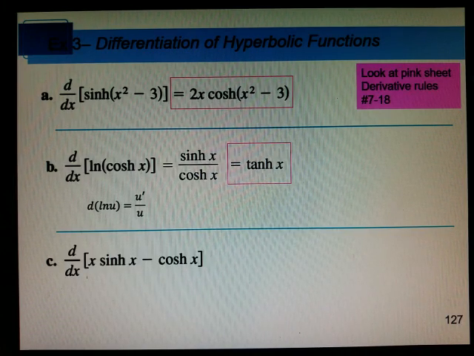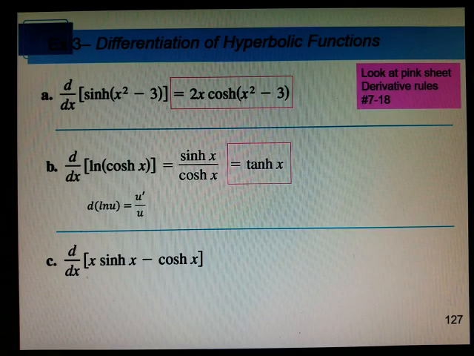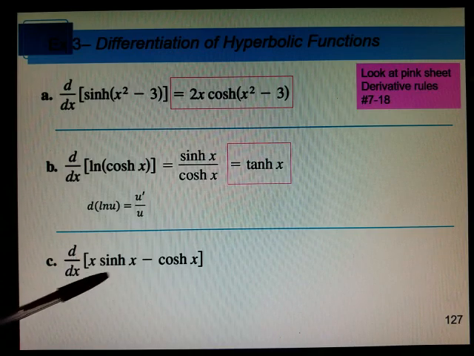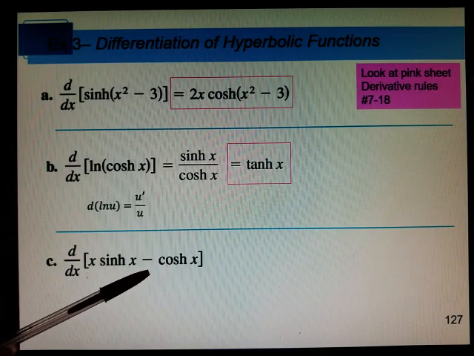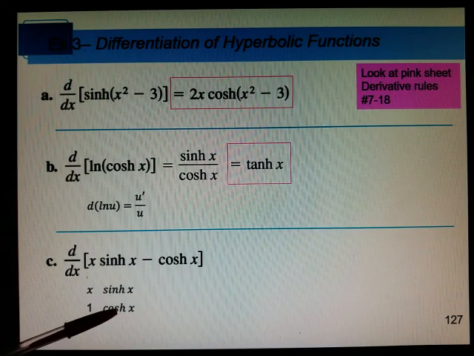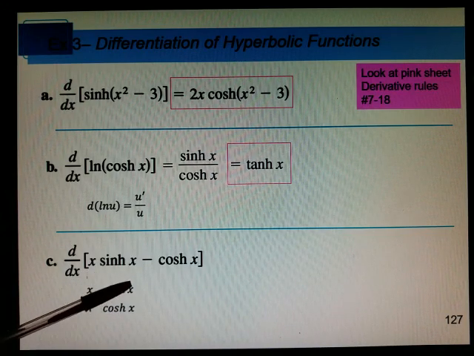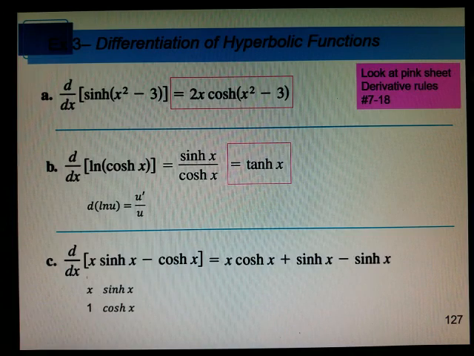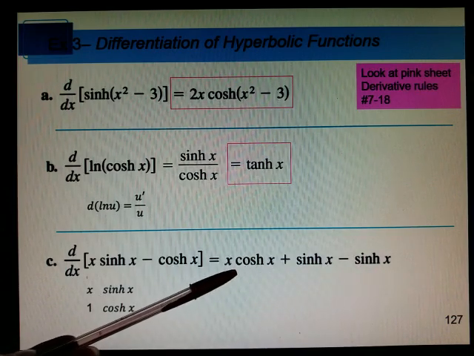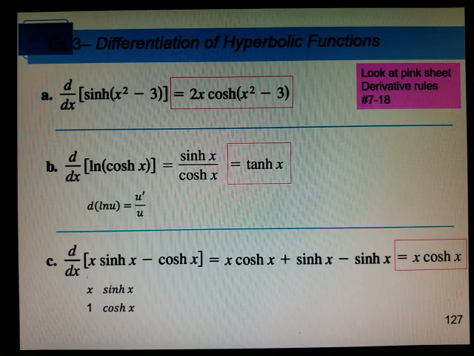All right, this time I want the derivative of x times the hyperbolic sine of x minus the hyperbolic cosine of x. So this piece here I have to do the product rule with. This one, just straight off the pink sheet. So x, derivative is 1, hyperbolic sine, its derivative, cross multiply, add, and then this one's derivative. Notice these two are the same terms. Those are going to cancel out to 0. You're going to get x hyperbolic cosine of x.